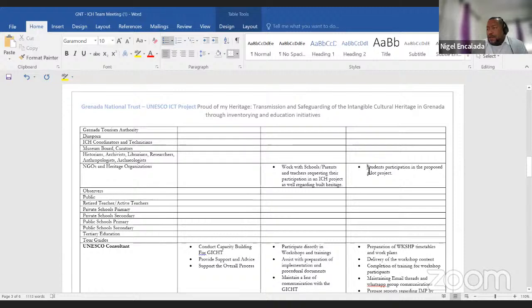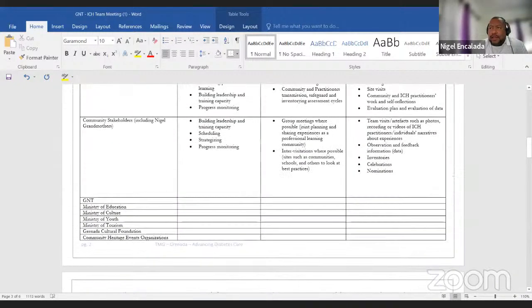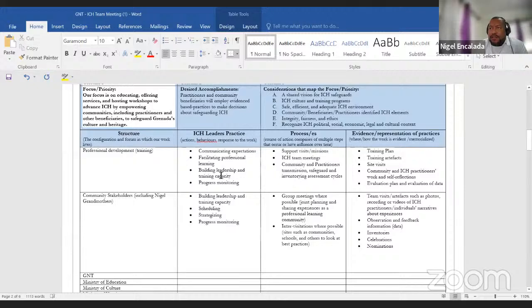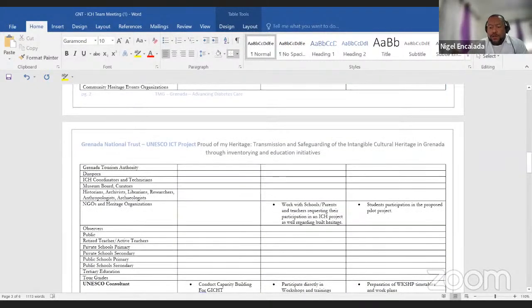Then, because you're not sure where it will go, we'll put it as evidence: you'll account for student participation in the proposed pilot project. And then let's fill in the first column, ICH leaders practice. One of the things we want to ask the students with the teacher's assistants is to write up what it is they did.